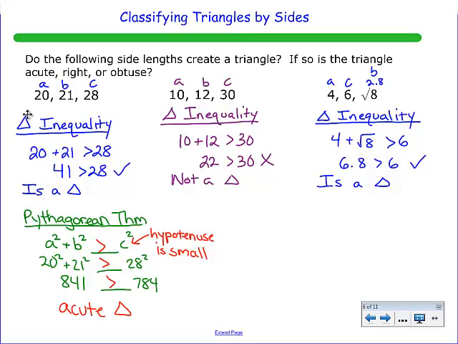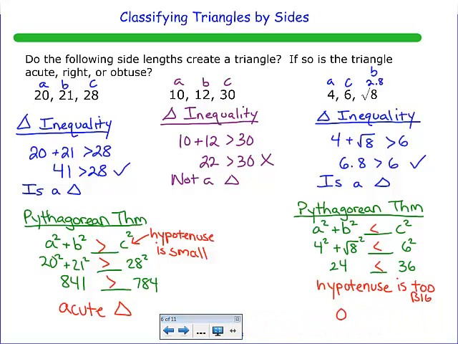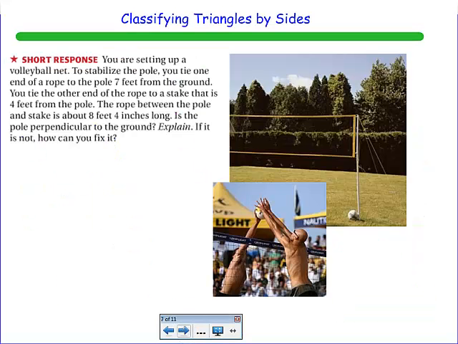Once we've tested to see if it is a triangle, we need to do the Pythagorean theorem to see what type. So we're trying to see how a squared plus b squared relates to c squared. So in this case, 4 squared plus square root of 8 squared, how does it relate to 6 squared? Well, this would be 24, and 6 squared is 36. So when I look at this, 36 is bigger than 24, so my hypotenuse is too big, which means we have an obtuse triangle.